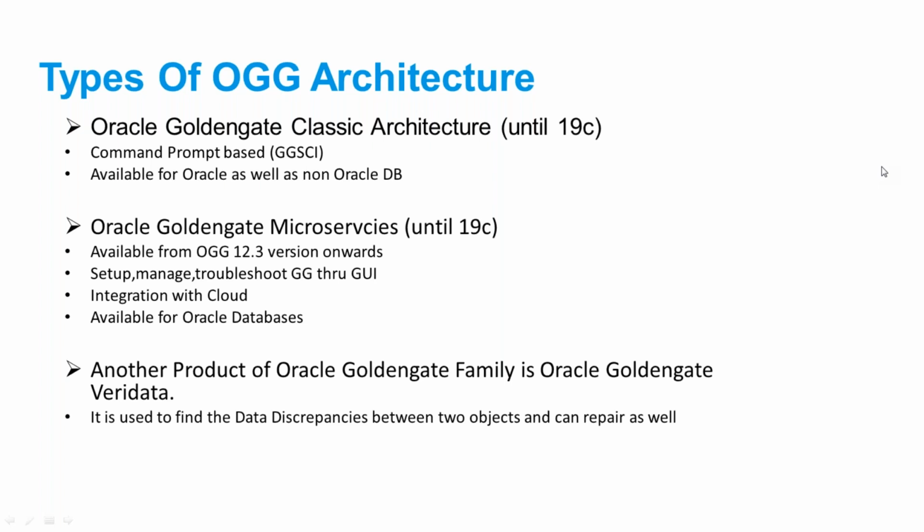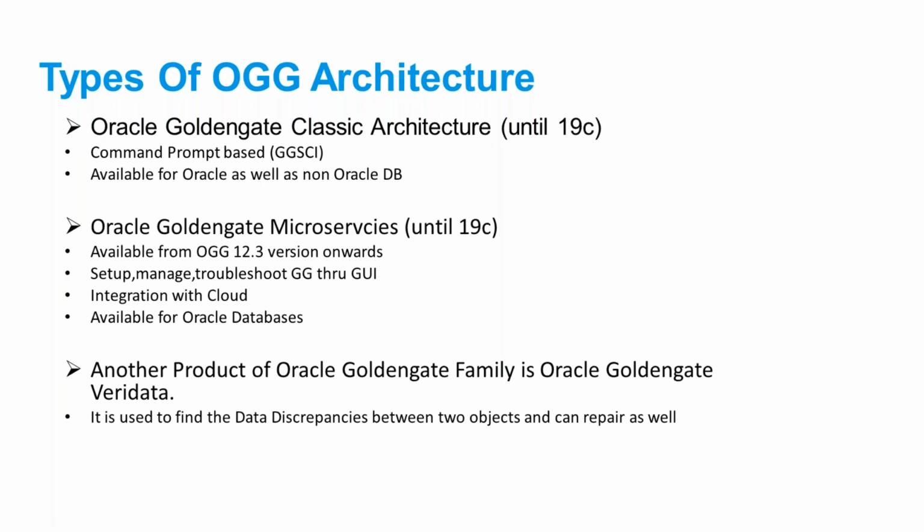From 2009 to 2017, there was only one way to configure Goldengate, and that was through the command prompt, GGSCI. Those of you who have seen a Goldengate environment must have seen it. GGSCI is the command prompt of Oracle Goldengate. So until 2017, there was only one way to configure Goldengate, and we used to call it the GGSCI based architecture. In 2017, from Goldengate version 12.3 onwards, Goldengate launched a new architecture called microservices architecture. And they renamed the already existing GGSCI based architecture to Oracle Goldengate Classic Architecture.